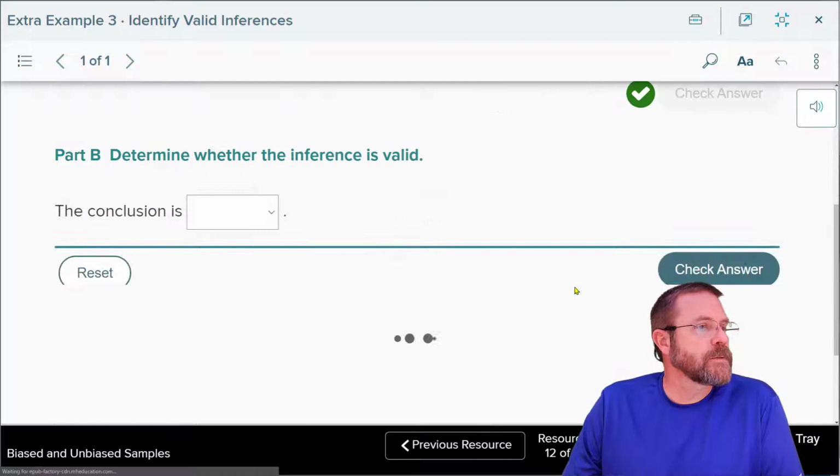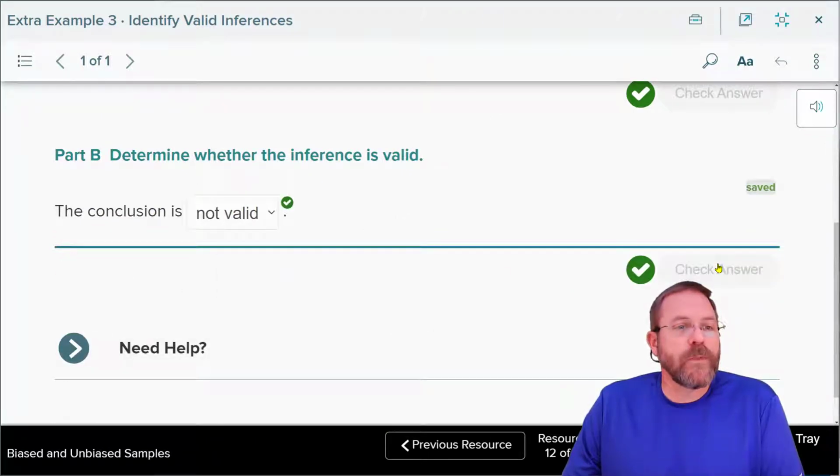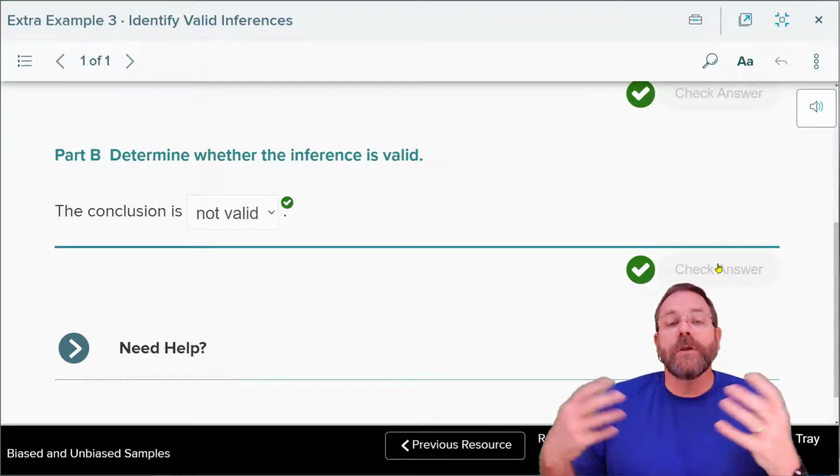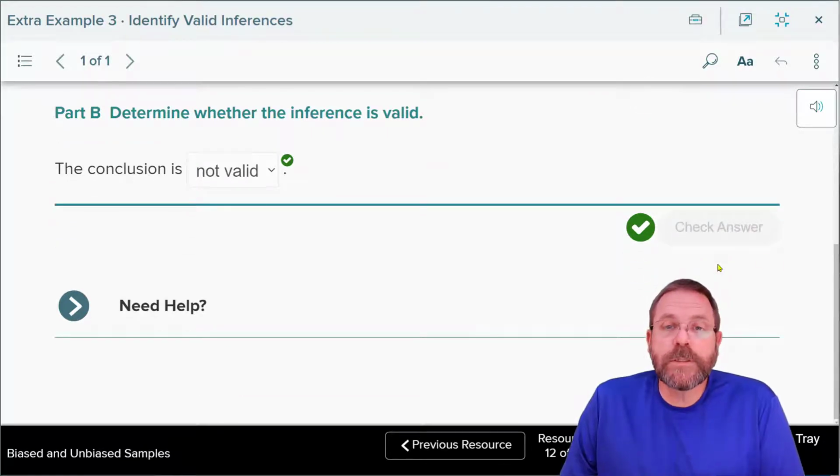Check. That checks. Therefore, the conclusion is not valid, so they cannot say that indeed candidate A is going to be the winner because they did not do a good solid survey of the entire population. A good example of a biased sample.